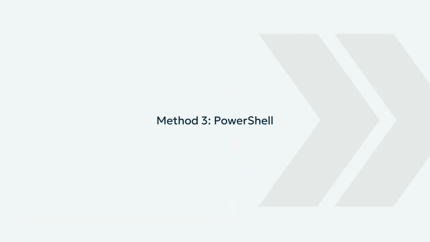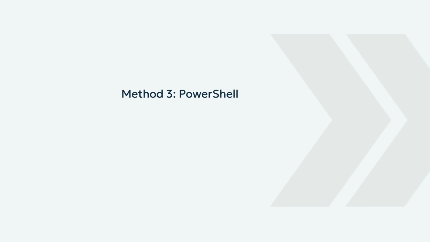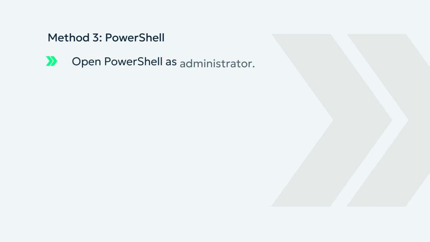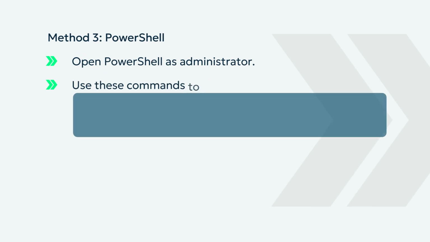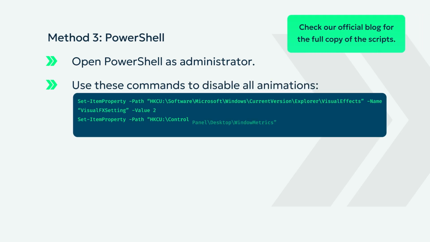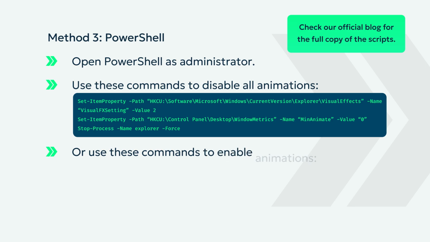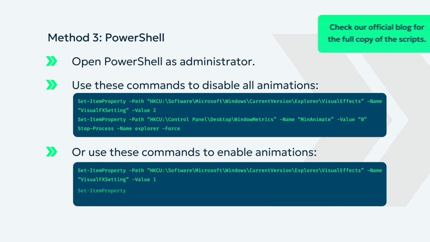Method 3. PowerShell. For admins wanting to implement changes in an enterprise environment, use PowerShell. Open PowerShell as administrator and use this command to disable all animations. Or this command to enable animations for the currently logged in user.